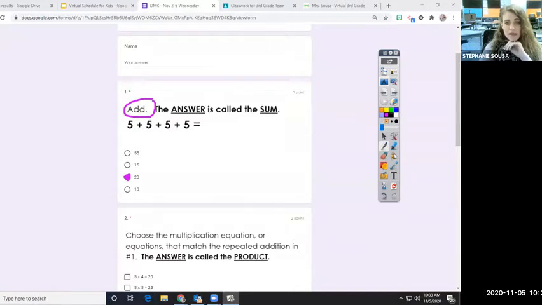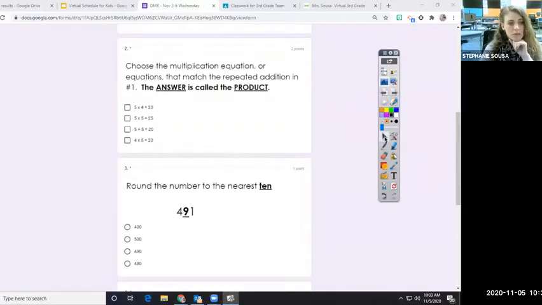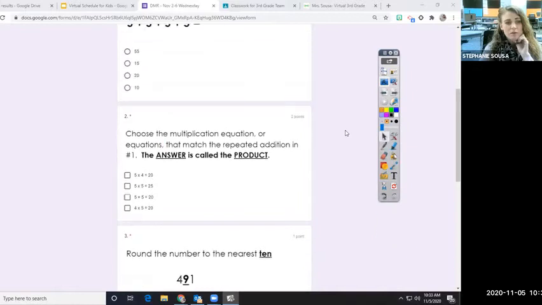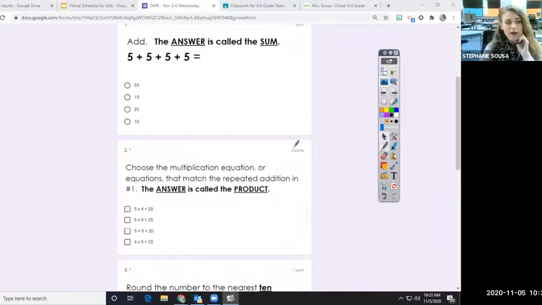Let's take a look at our second one. Choose the multiplication equation or equations that match the repeated addition in number 1. So I have to be able to see number 1, which is referencing up here, and it says 5 plus 5 plus 5 plus 5. That is 4 groups of 5. So that is shown by our multiplication equation here. There are 1, 2, 3, 4 fives.